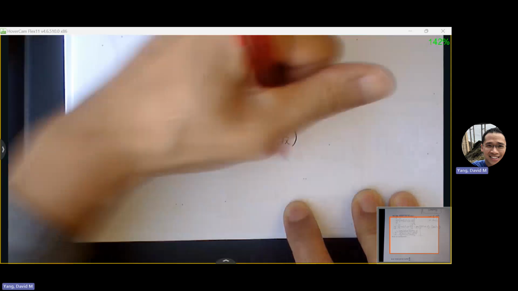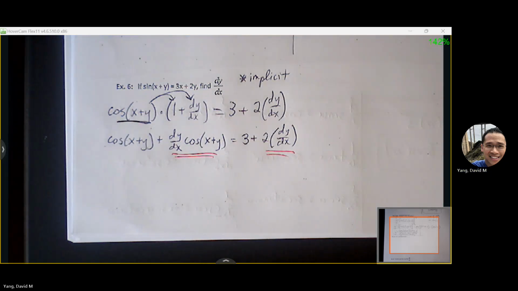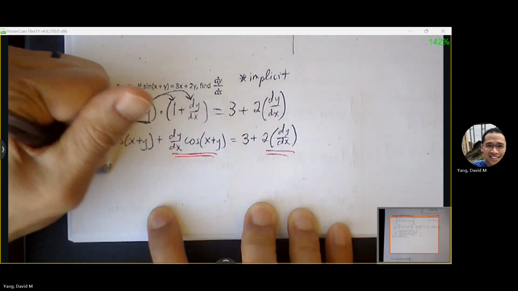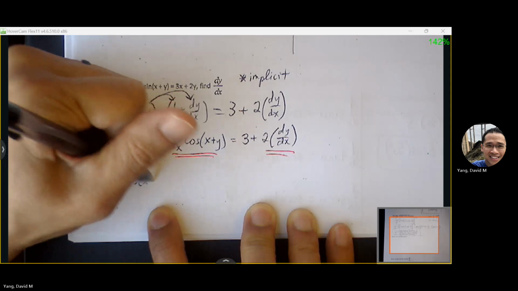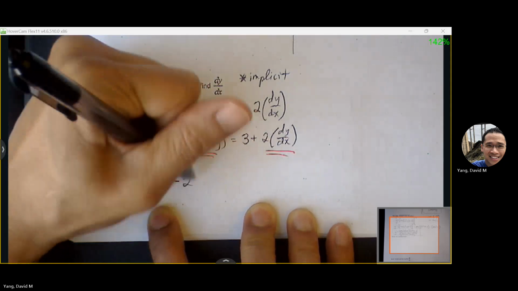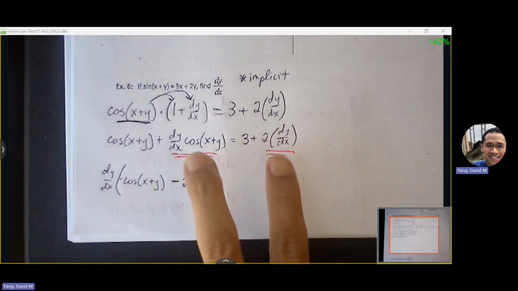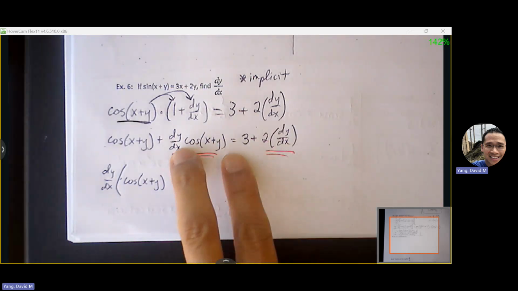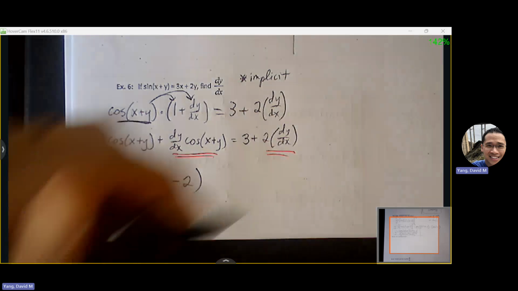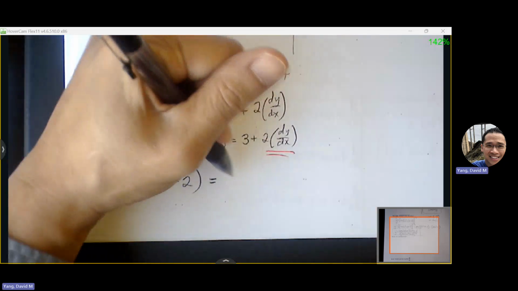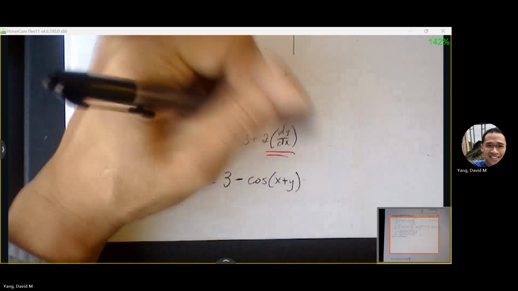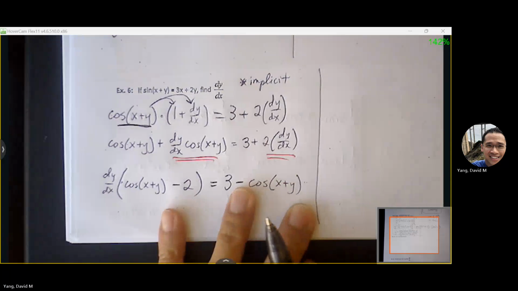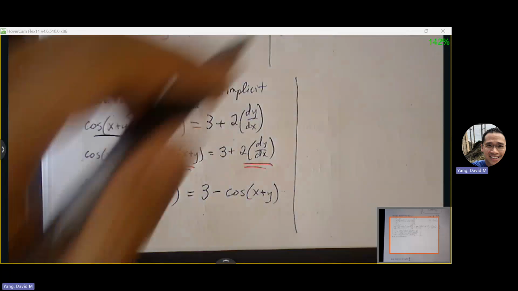So now I'm going to collect my dy dx terms on the same side. Then I can factor it out and I can just isolate my dy dx. So I just combined 2 steps in one. I put them together on the same side, subtracted the 2 dy dx, and then I factored the dy dx out. And then I can move that cosine of x plus y to the right side. And we divide parentheses over to the right side.